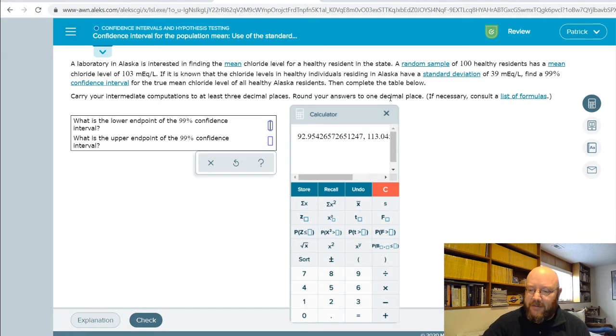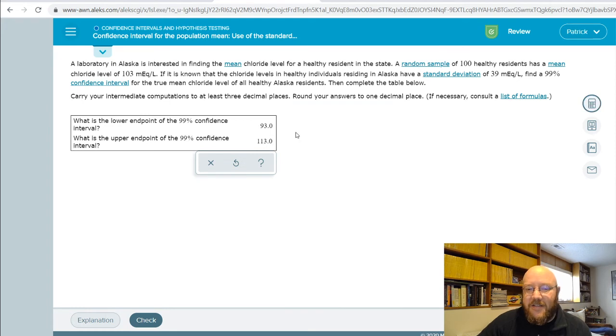It wants one decimal place, so 92.9 on this one, and this one is 113.0. It might yell at me because I put zeros in there, but whatever. Okay, so make sure that this lower one is actually lower than your mean, and make sure this one is actually higher than your mean. If those are not true, you did it wrong or you got them backwards. So always double check that before you hit this check button.